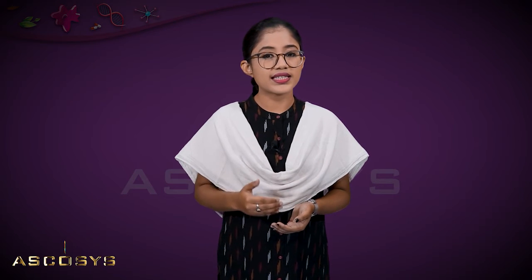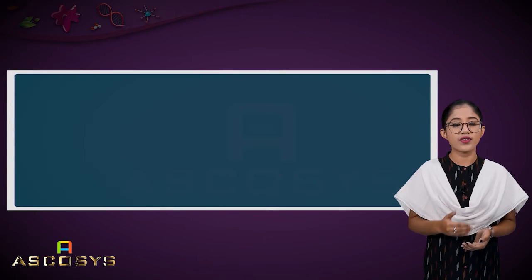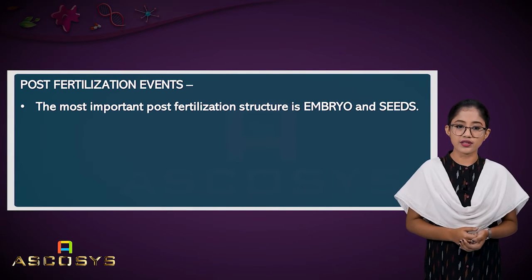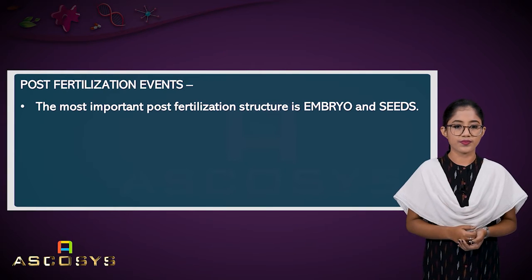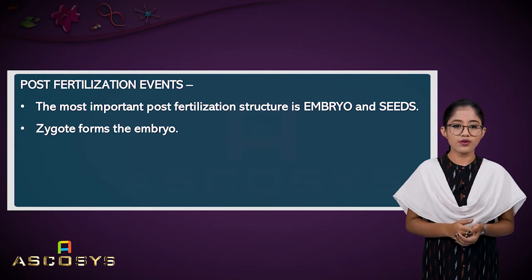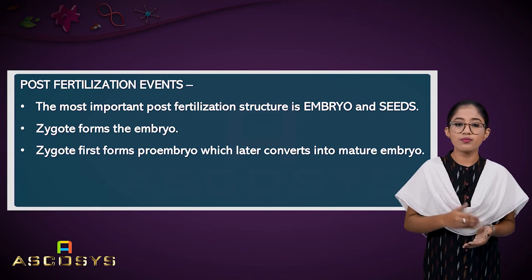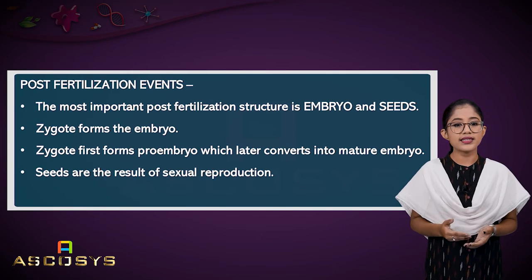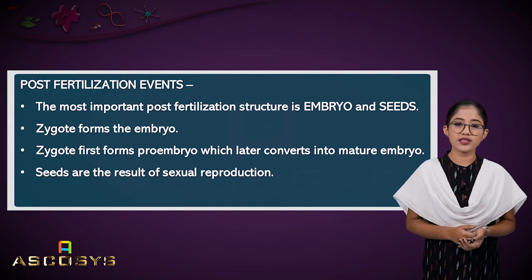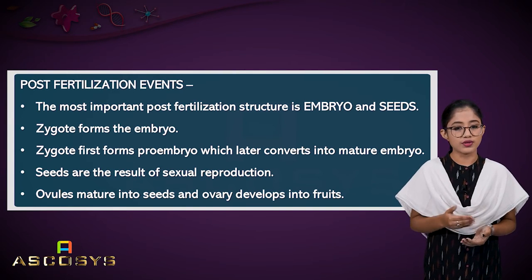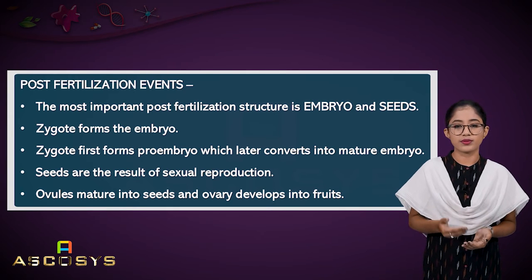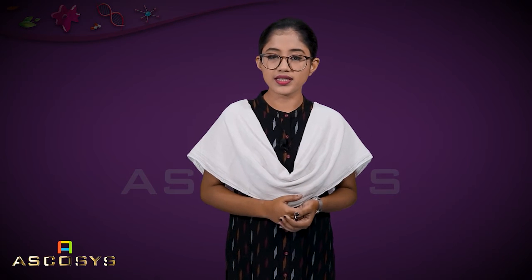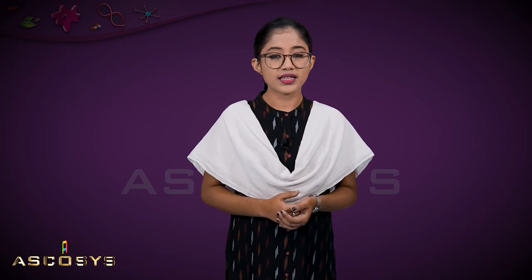Now after the fertilization process, there come the post-fertilization events. So the most important post-fertilization structures are the embryo and seed. Zygote forms the embryo and the zygote first forms proembryo which later converts into a mature embryo. The seeds are the result of the sexual reproduction, and the ovules get matured into seeds, and ovary develops into fruits.